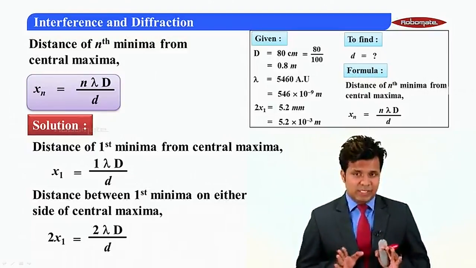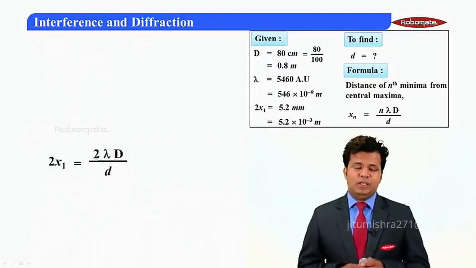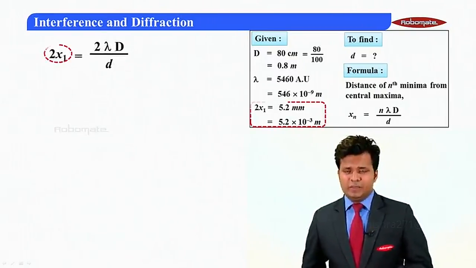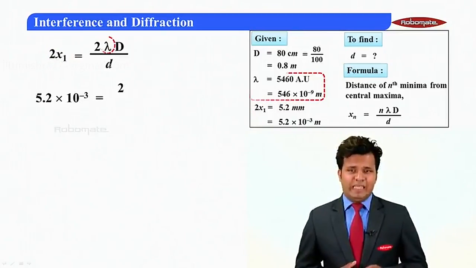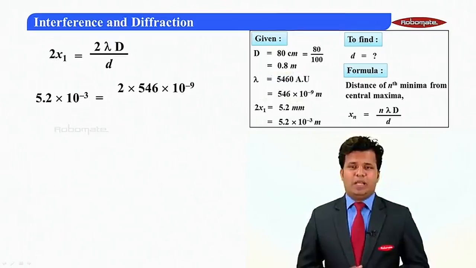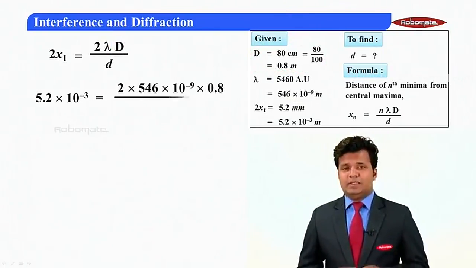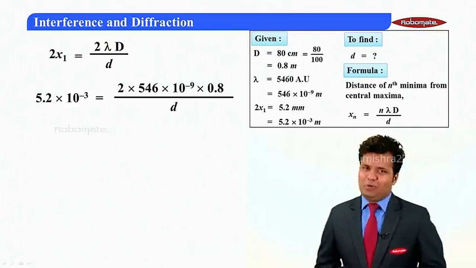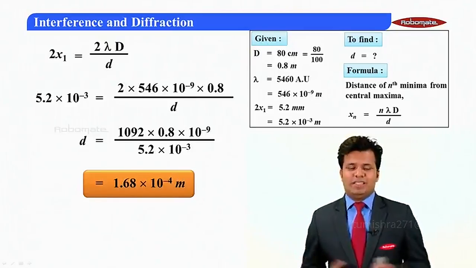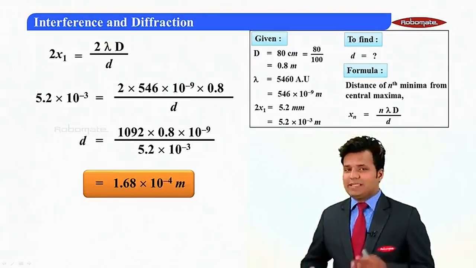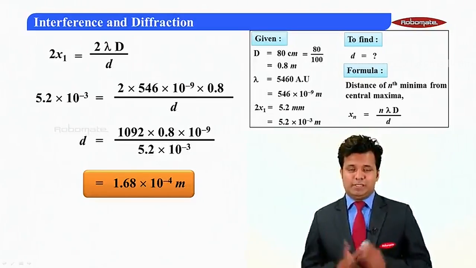And students, see here, we already have the value of 2x1. Why not just substitute it there? We also have the value of lambda and the value of capital D. So just substitute it one by one. Here is lambda and here is capital D as 0.8. Then the only thing left unknown is small d. On taking small d on LHS, you would get its value. So it's coming as d equals 1.68 into 10 to the power minus 4 meter.